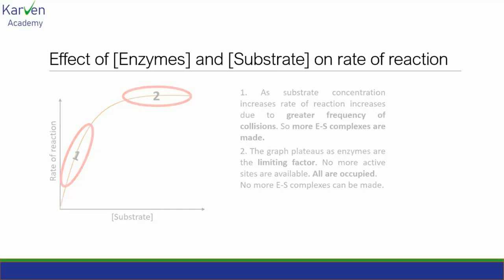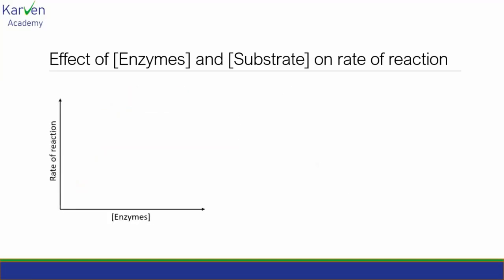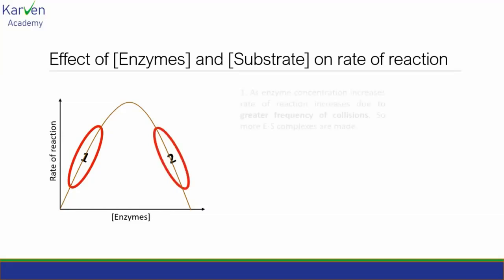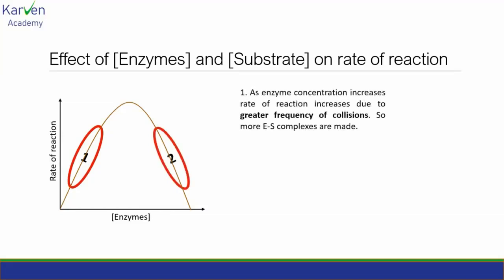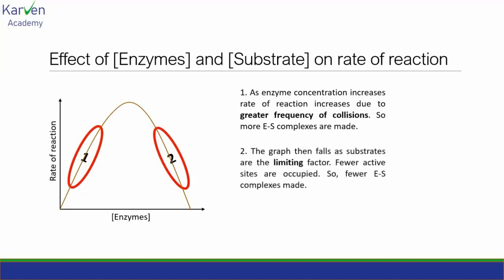Now let's have a look at the effect of enzyme concentration on the rate of reaction. A typical graph would look somewhat like this, and there are 2 points to note. Again, the first point is the same as the previous one. As the enzyme concentration increases, the reaction rate increases due to greater frequency of successful collisions. However, the graph then starts to fall because substrates are becoming the limiting factor and the reaction is going into completion. And because there are fewer and fewer active sites being occupied, fewer and fewer enzyme substrate complexes are being made.